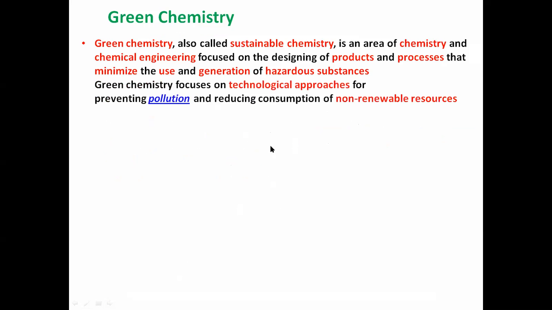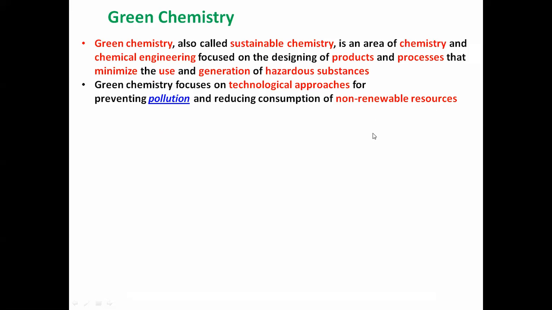So this is what we studied last time. Green chemistry focuses on technological approaches for preventing pollution and reducing consumption of non-renewable sources. So preventing pollution, hazardous nature, etc., to us and to nature, and reducing consumption of non-renewable resources. Non-renewable म्हणजे काय? ते परत परत रिन्यू होऊ शकतात.